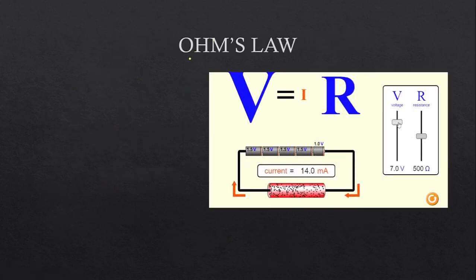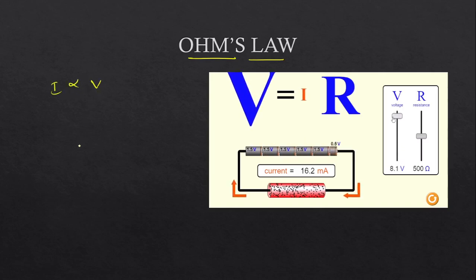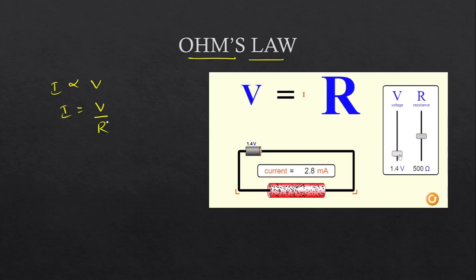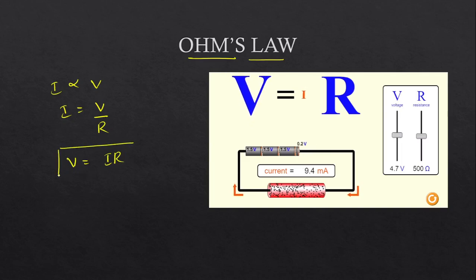Here our next topic of interest is Ohm's law. Ohm's law states that the current flowing through the circuit is directly proportional to voltage. Now if I want to remove the proportionality, I have to introduce a constant. So I will be equal to V divided by R, or I can say V is equal to I into R.